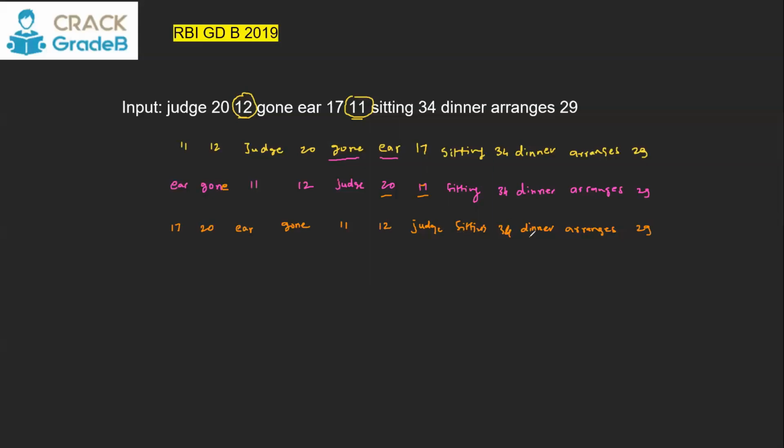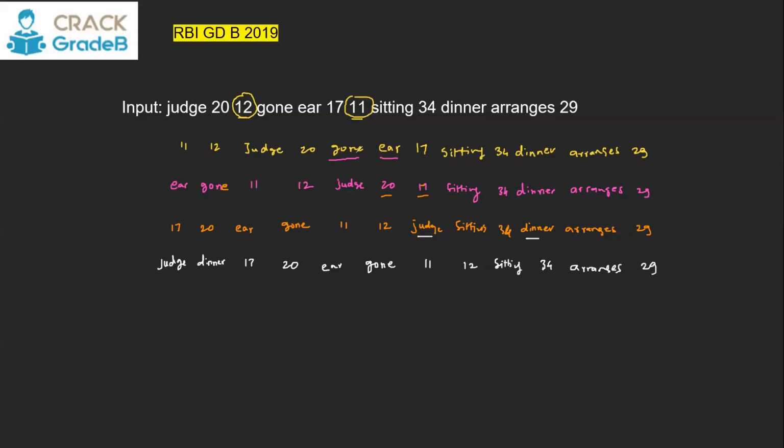In the next step, the other two small words: judge has 5 letters, sitting has 7 letters, dinner has 1, 2, 3, 4, 5, 6 letters. So judge and dinner will appear. Then comes 17, then 20, then year, then gone, then 11, then 12, then sitting, 34, arranges, and 29.